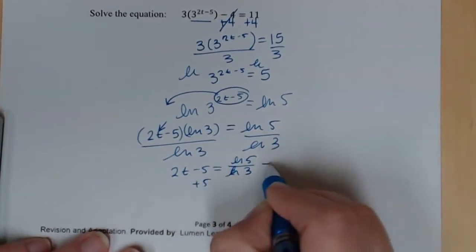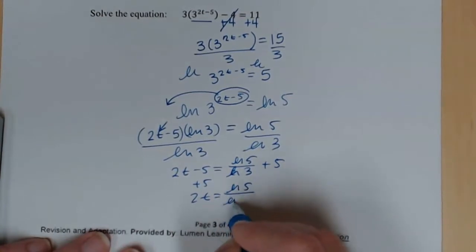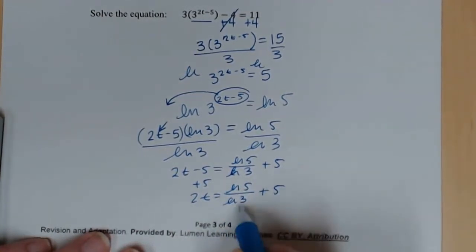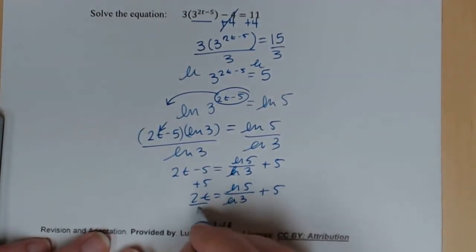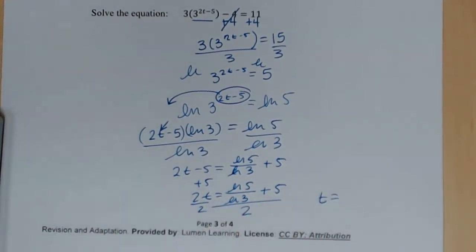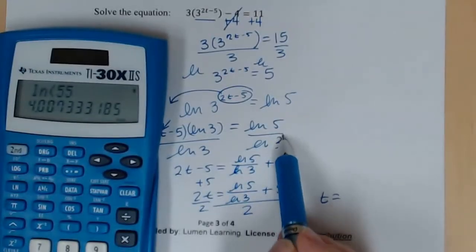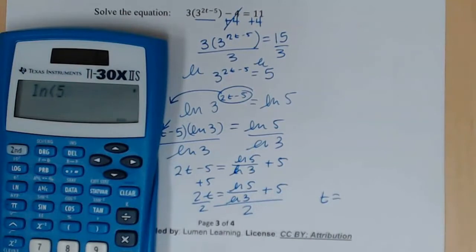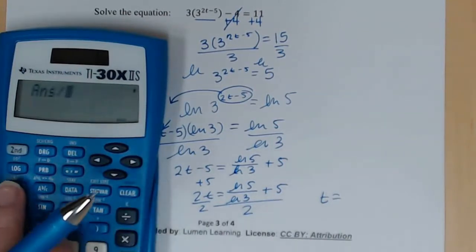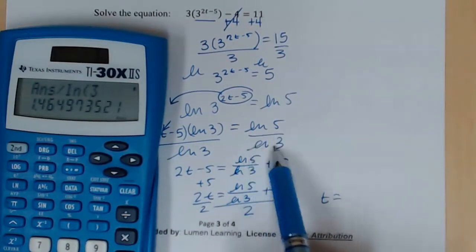So I would have to add 5 to both sides, so I get 2t equal to ln 5 over ln 3 plus 5, whatever that number is, I'm going to add 5 to it, and divide by 2. So let me grab my calculator, and let's show how we're going to do this. First thing I'm going to do is figure out this number here. So I'm going to say ln of 5, enter, divide it by ln of 3. So that's this number right here.